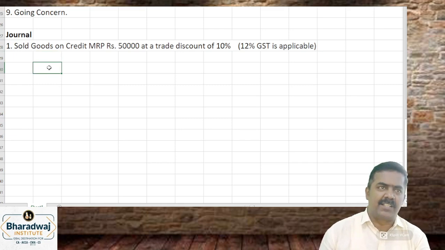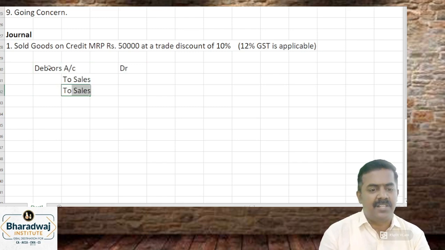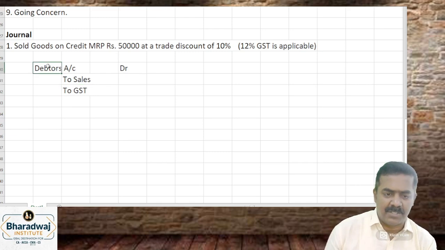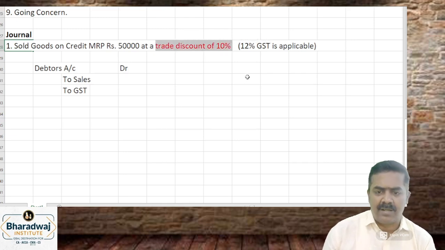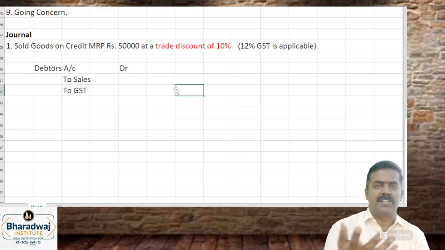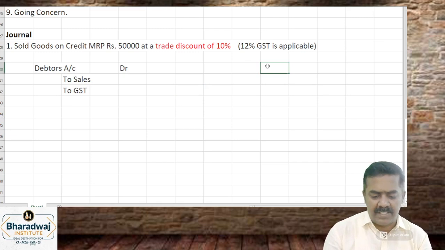Is it a cash sale or credit sale? So debtor account debit to sales. GST that you collect, it's not your income, it is your liability. You have to pay it to the government. Please remember, it is not a normal discount. It is which discount? Trade discount. Trade discount means discount given to induce buying, not a purchase discount. For example, what is the basic price?